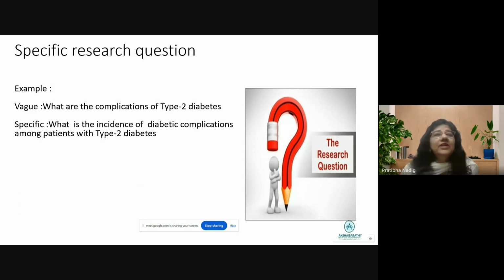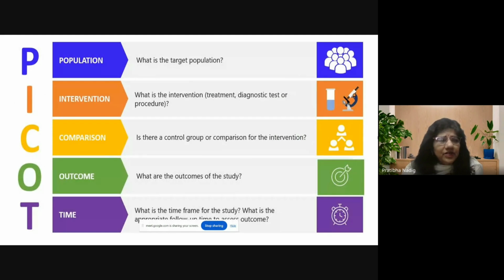What are the complications? If we look at diabetes, maybe what are the complications? I want to study complications in type 2 diabetes. As we saw with thrust areas, we can say, what do you want to study about complications? What is the incidence of diabetic complications among patients with type 2 diabetes? So that is the whole purpose of making research questions very specific.